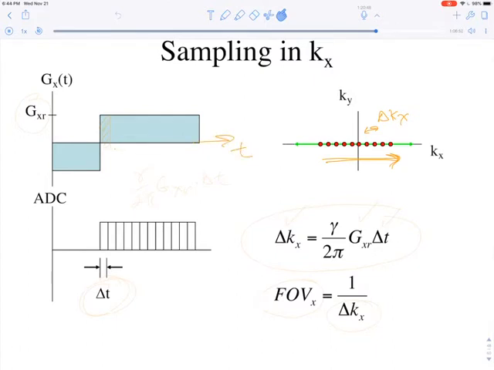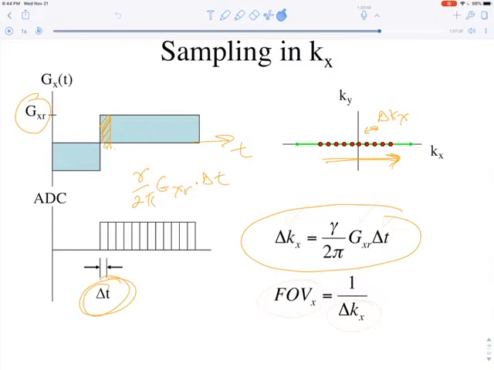Since that traversal happens as a function of time, on the left I'm showing this gradient. If I sample with some delta t, and typically you'll be given the sampling rate or you can specify it, then the question is, how much delta kx do I travel in some time delta t? So I'm just seeing how far I travel every delta t in k-space. The answer is simply the incremental area of that gradient in delta t: gamma over 2 pi, the magnitude of the gradient, Gxr, times delta t. That's my delta kx here.